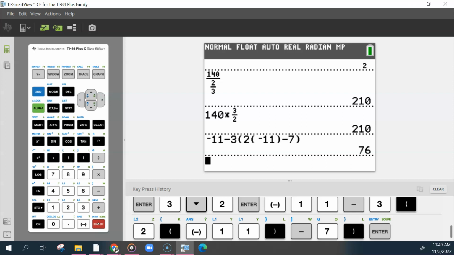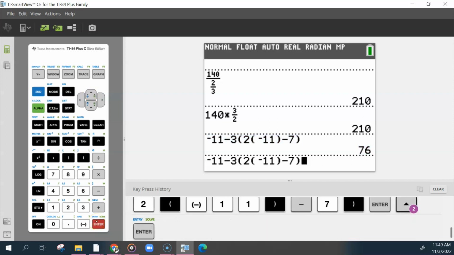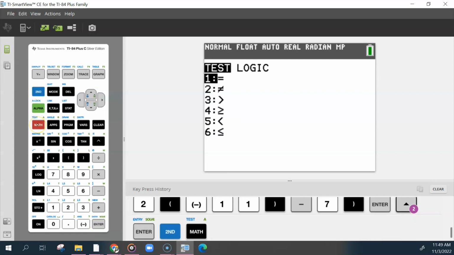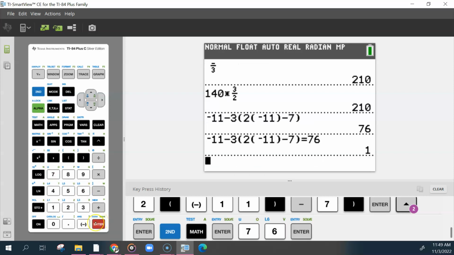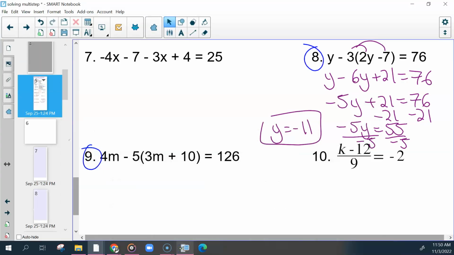Another way, and I feel like I showed you guys this, but I don't remember. I could take that same thing and actually set it equal to 76. So if I want to do that, I go into second math, find the equal sign, and then put in 76. The calculator will give me a 1 or a 0. 1 is you did it correctly. 0 is something's wrong. The only bad thing is the 0 doesn't tell you what is wrong, so it could be anything. But this is correct, so that is our answer. Questions on that one?